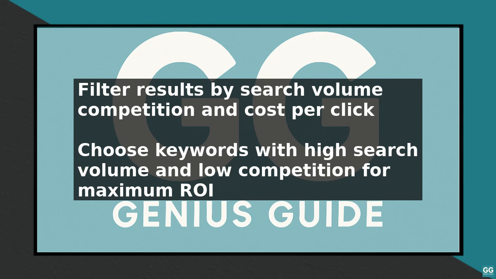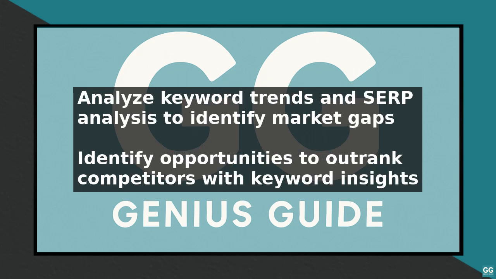Next, analyze the keyword trends and SERP analysis to identify gaps in the market and opportunities to outrank your competitors. The SERP analysis provides insights into the top ranking pages for a specific keyword, including their backlinks, content length, and technical SEO. Identify long-tail keywords that have lower competition and higher conversion rates.